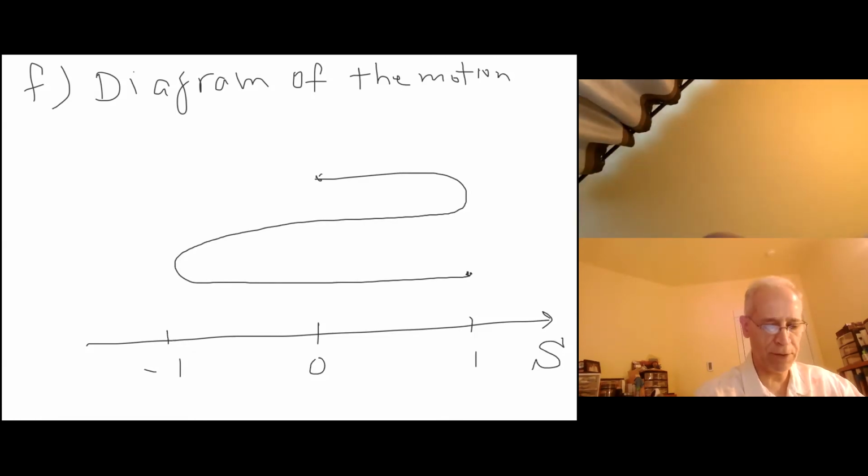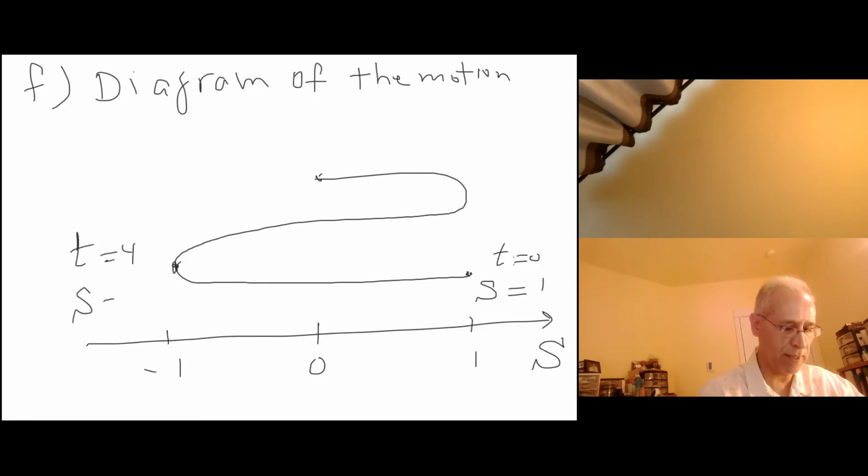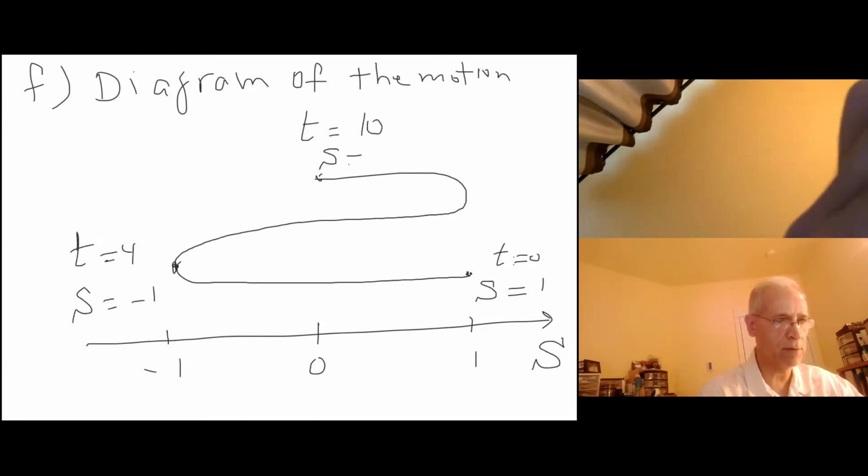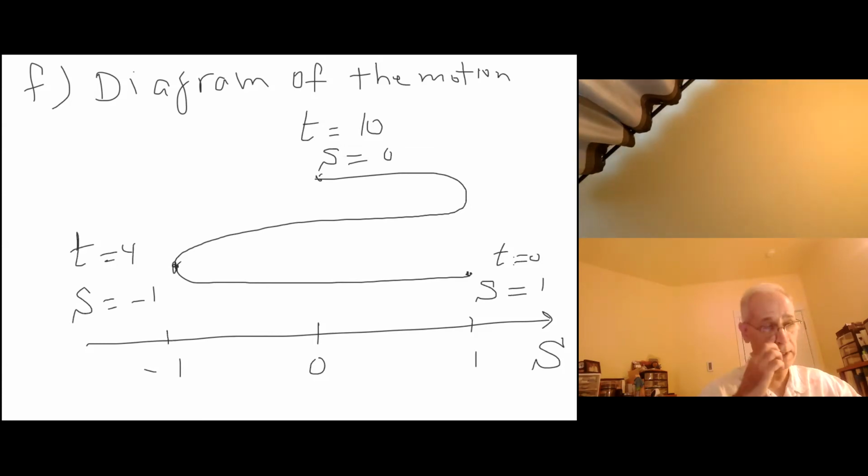So when t equals 0, if you plug in 0, you get the position as 1. In here, at this end point, when t equals 4, s is going to be negative 1. And finally up here, when t equals 10, s equals 0. So as you can see, the particle moved, but it did go back to where it started. So the total displacement in this case is 0 in the first 10 seconds.